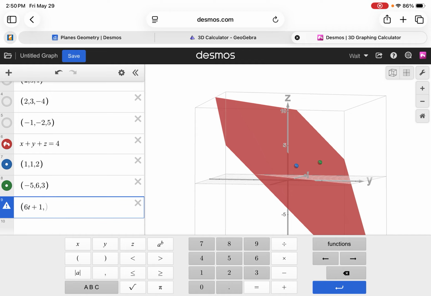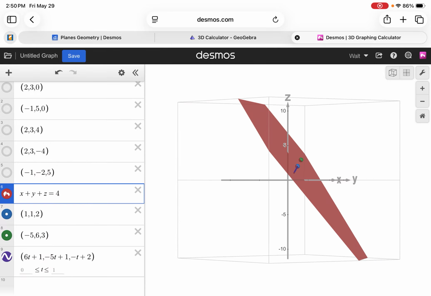Okay. Then I do 1 minus 6. I do the y coordinates to get delta y. So that's negative 5t plus 1. And now for the z, I want to do a delta z. That's going to be the difference of the z's. 2 minus 3, that's negative 1t plus 2. And now look at this. I've got a line right there.